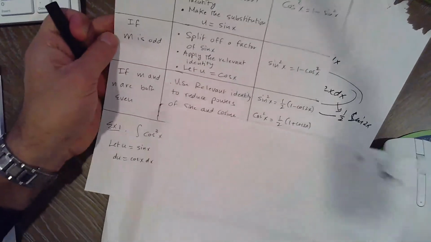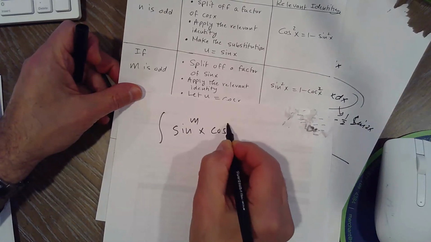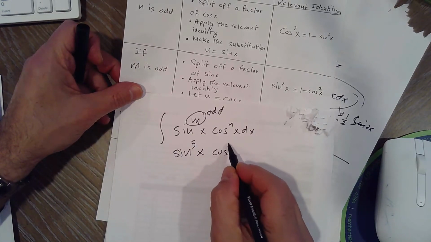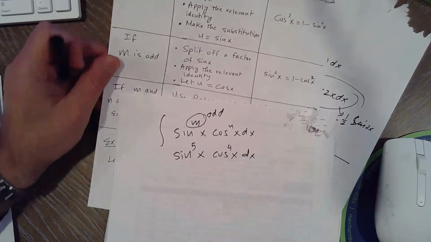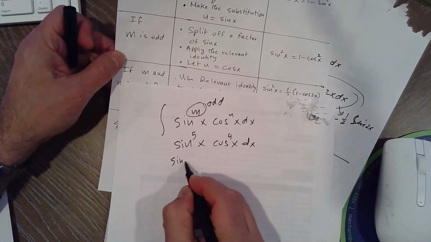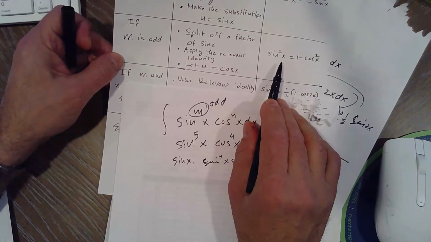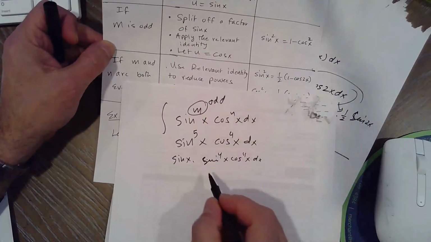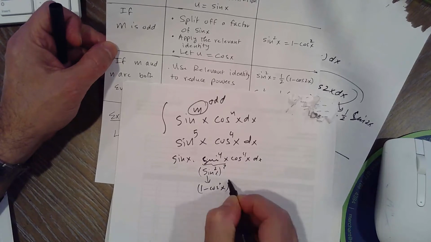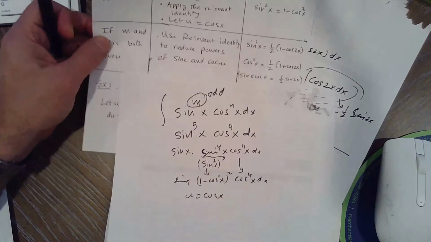Now the second case, if m is odd. Remember we're doing the integral of sine m x cosine n x dx. So if this is odd, like if you have sine to the 5th x and anything there, cosine to the 4th x or whatever that is, okay? If m is odd, then split off a factor of sine, so you're going to do sine x times sine 4x cosine 4x dx. Apply the relevant identity: sine square is 1 minus cosine square, so this is sine square squared. So you write this as (1 minus cosine square x) squared times cosine 4x dx, and then let u equals cosine, and you'll be able to finish that.